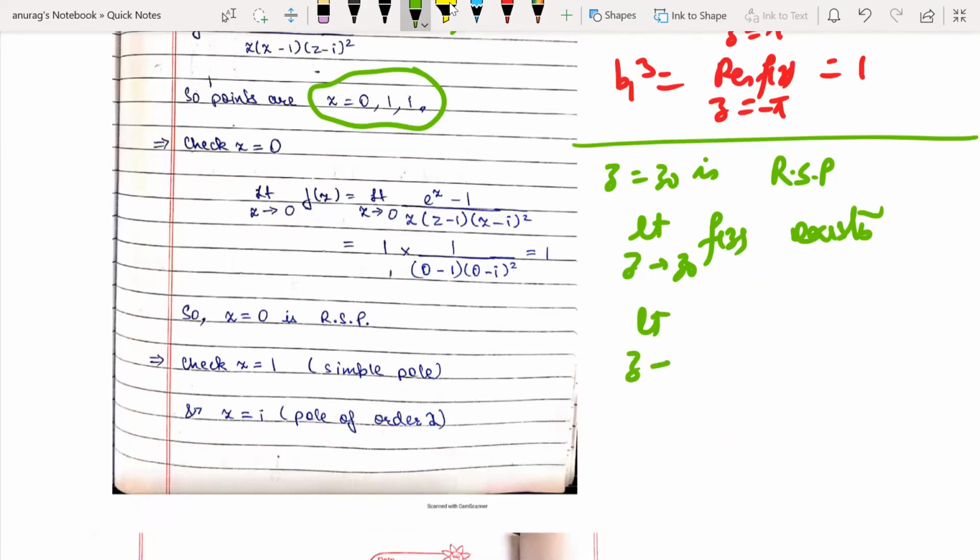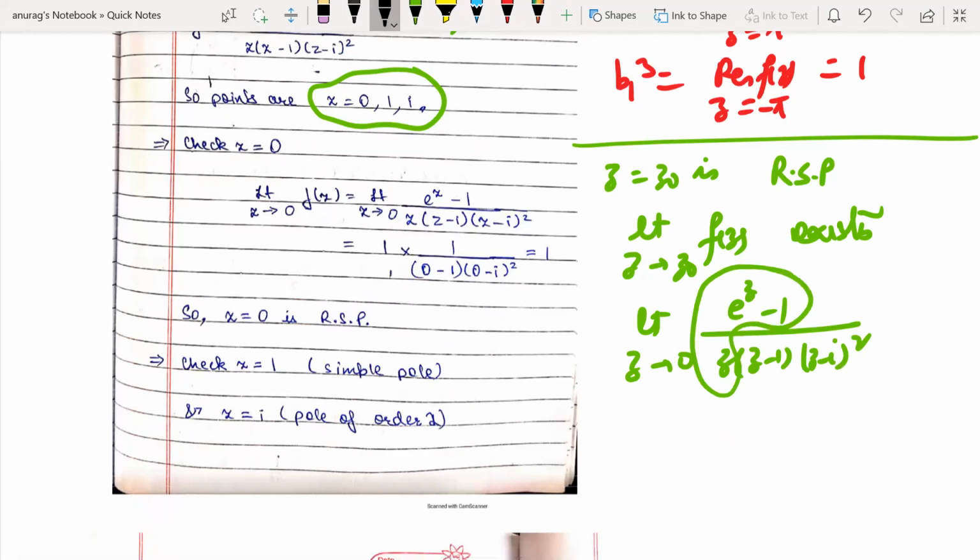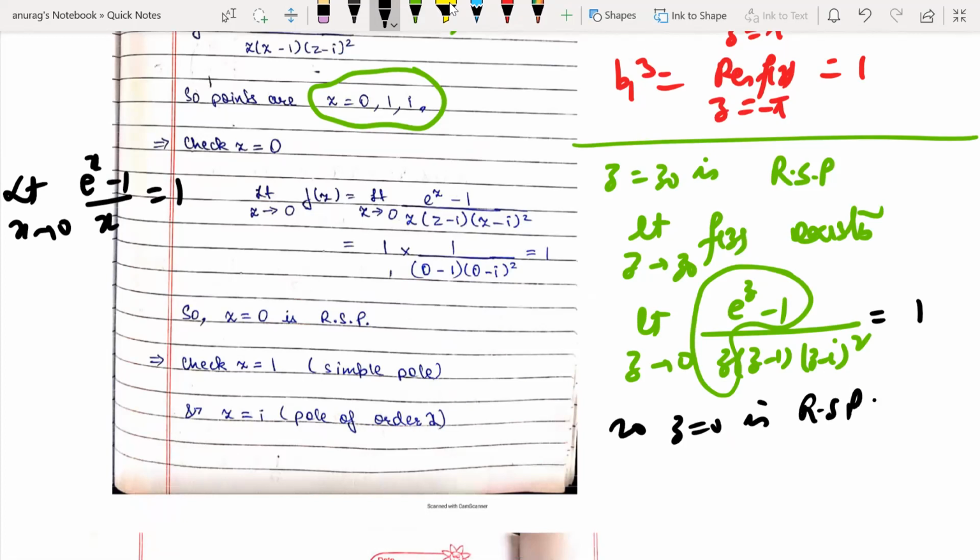So check here, limit z tending to 0. What is f(z)? e to the power z minus 1 upon z, (z minus 1), (z minus i) whole square. And we know that due to this expression, this limit exists, because limit x tending to 0, e to the power x minus 1 upon x equals 1. So this is one value, and if I put z equal to 0 in the denominator, it exists, its value is 1. So z equal to 0 is a removable singular point.